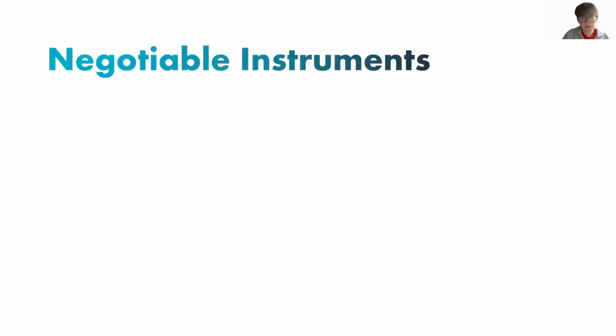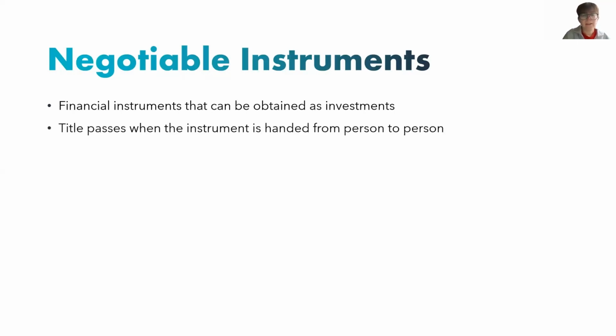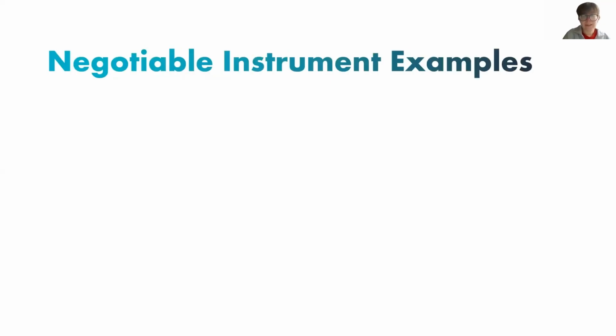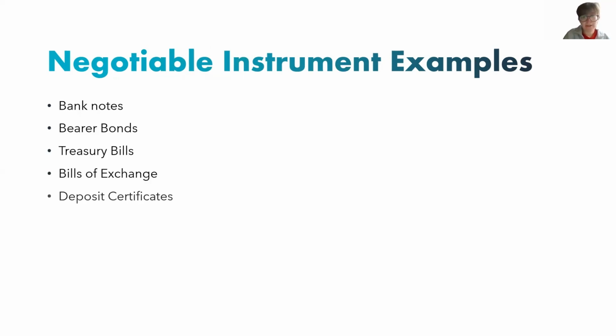What are negotiable instruments then? So financial instruments can be obtained as investments. Title passes when the instrument is handed from person to person, and ownership does not have to be recorded in the register of owners. These can only be sold, however, from one entity to another. So some examples of these are banknotes, bearer bonds, treasury bills, bills of exchange, deposit certificates, and they're just to name a few. There is more.